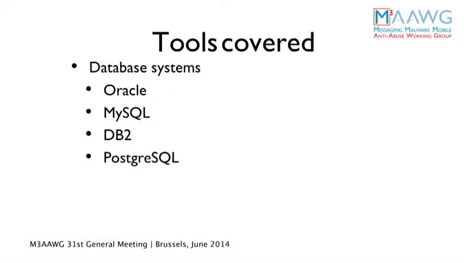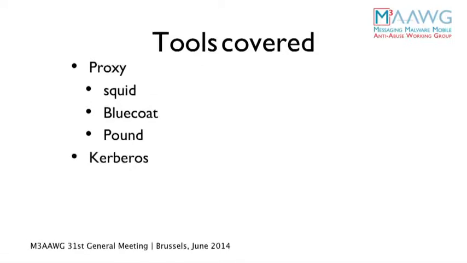And we have the database systems. Then again, probably the most common. Again, Microsoft is missing. We have Oracle, MySQL, DB2, Postgres, the proxies, and Kerberos. So as usual, if you have more tools that you can add, you are welcome to contribute and help us to extend the book.